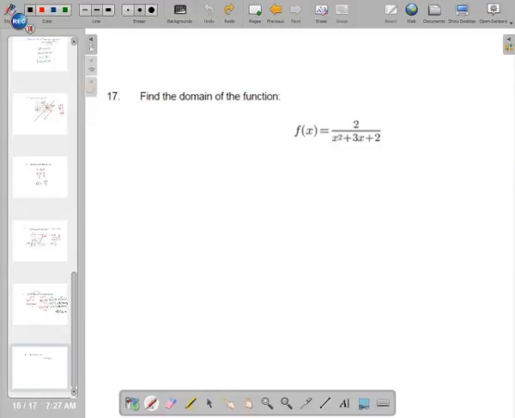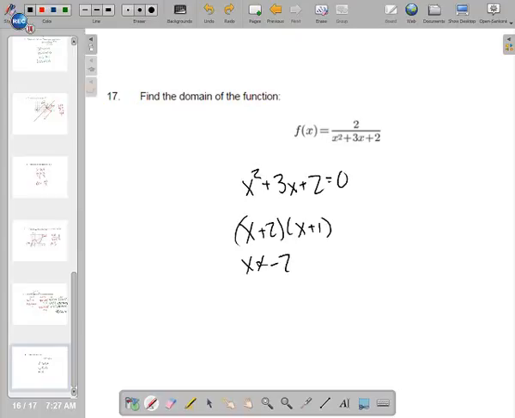I think we got one more. Find the domain, the last one. I don't have any square roots, but I do have a denominator. So I need to figure out when the denominator equals 0. If you factor, you're going to get (x plus 2)(x plus 1), which means x cannot be negative 2, and x cannot be negative 1, because if it is, you get 0.